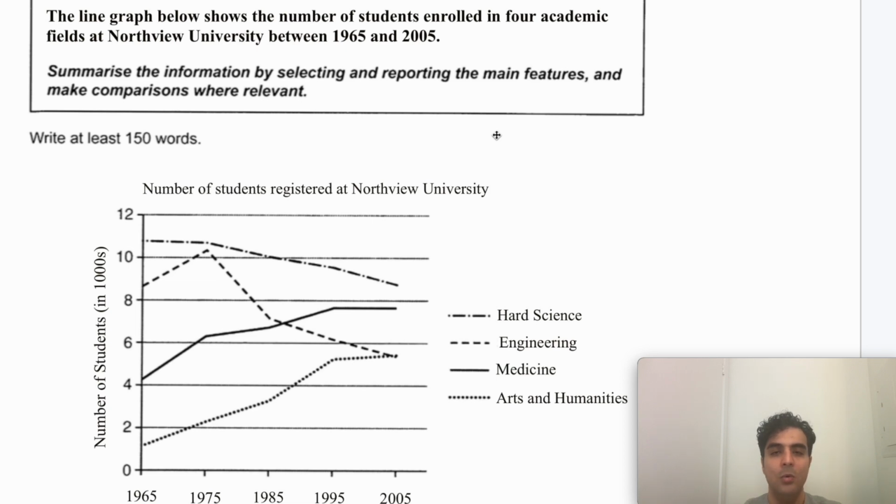Okay, so first things first, what is the MP core? Remember, step 1 in understanding is identifying the MP core. The line graph below, that's the subject, shows, that's the verb, the number of students enrolled in 4 academic fields at Northview University between 1965 and 2005.